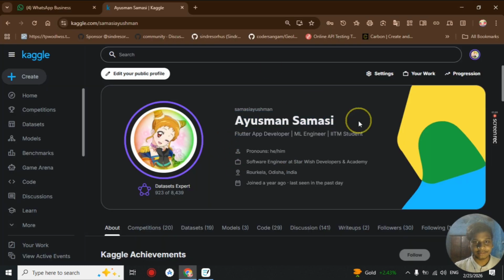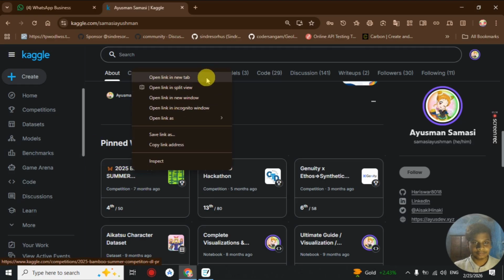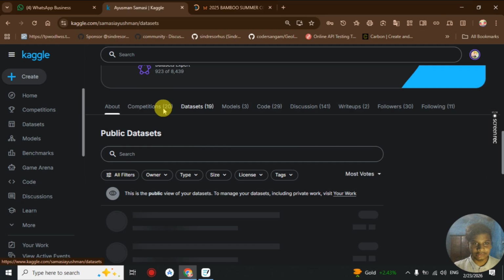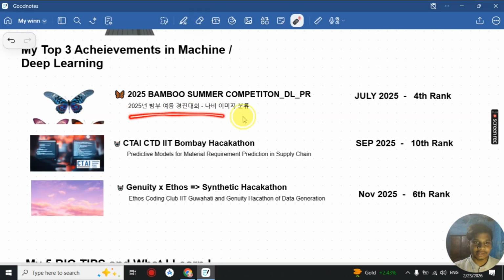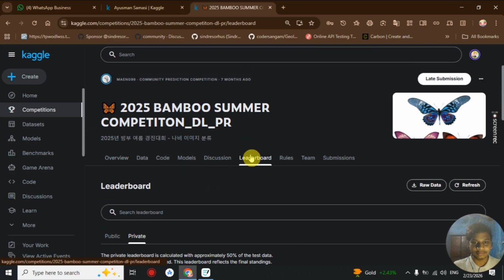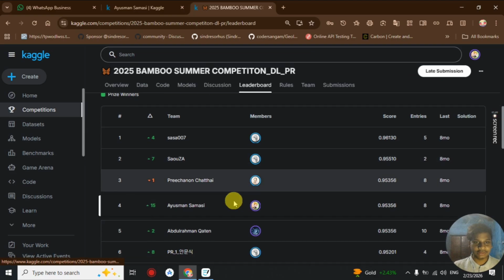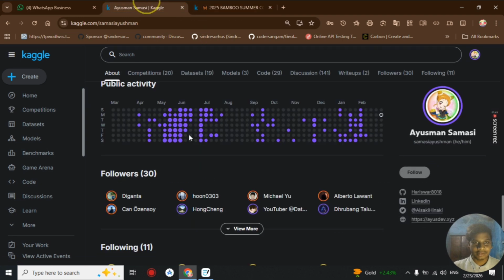So if you go to my Kaggle profile, you would see the 3 competitions as pinned work. So first one is the 2025 Bamboo competition, then I have my CTD Hackathon and then the IIT Guwahati one, okay? So the first competition I want to talk about is the 2025 Bamboo Summer Competition, which I got 4th rank on, which was done around July 2025, okay? If you see the leaderboard, I scored the 4th position here with a 0.95 score, okay?